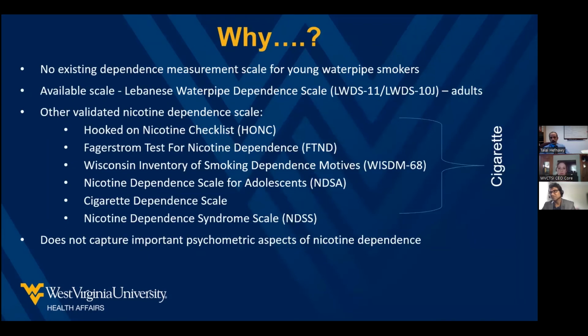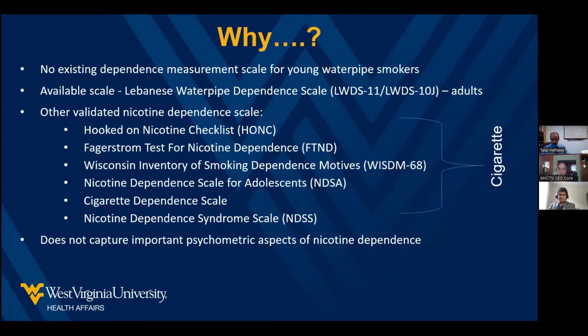So why was this survey or project done? Because there was no validated scale for water pipe smokers among young smokers. There are some other scales for nicotine dependence, mostly for cigarette smoking, and those are not appropriate for water pipe smoking, because every product is different and the nicotine dependence is based on the characteristics of that product. So there was a need to develop a scale for that.